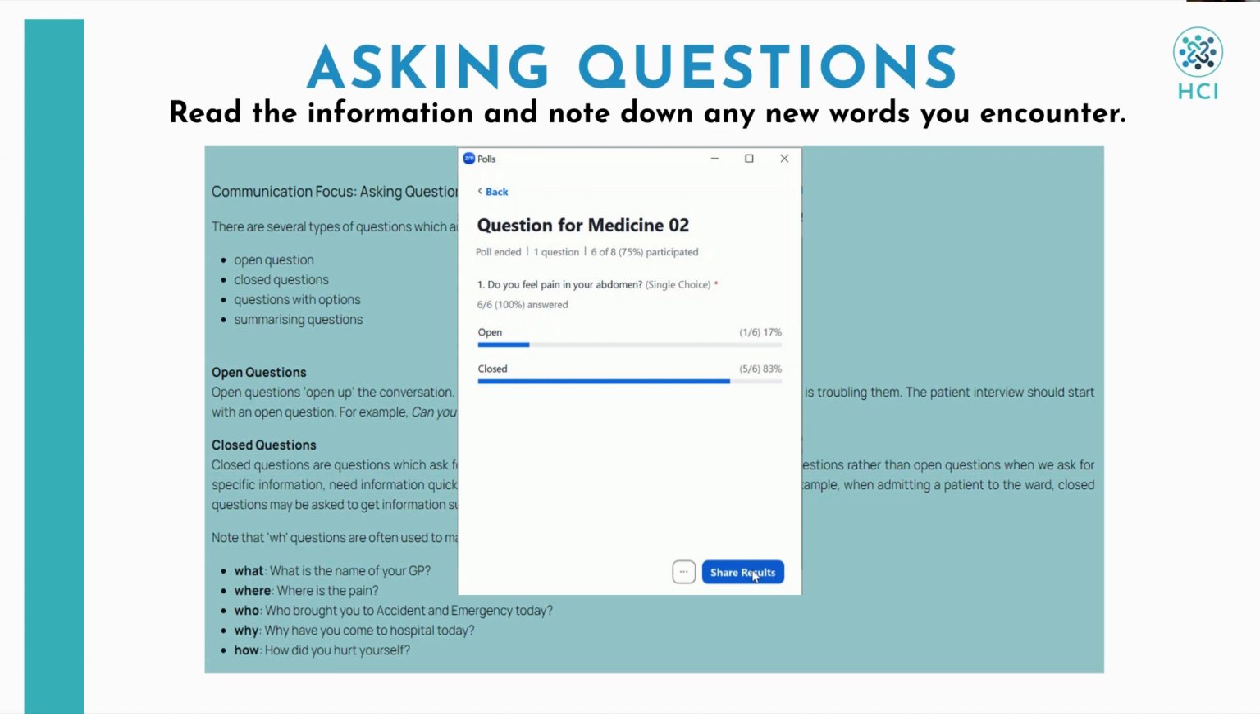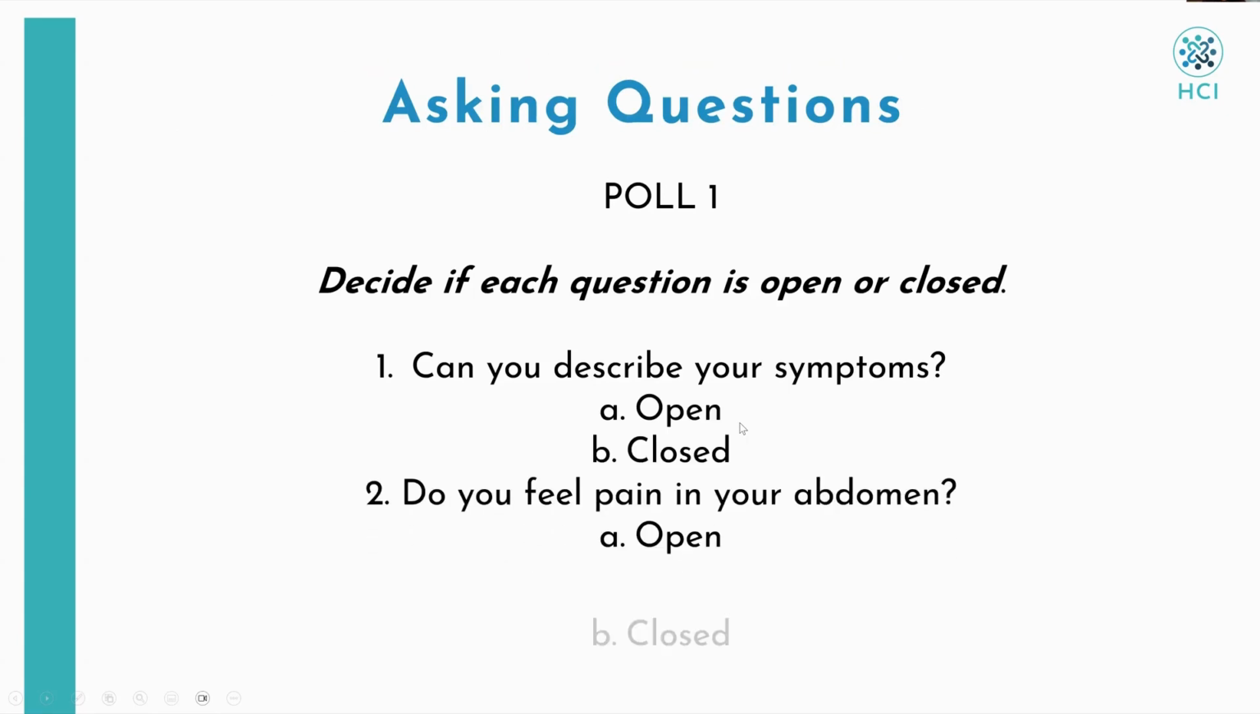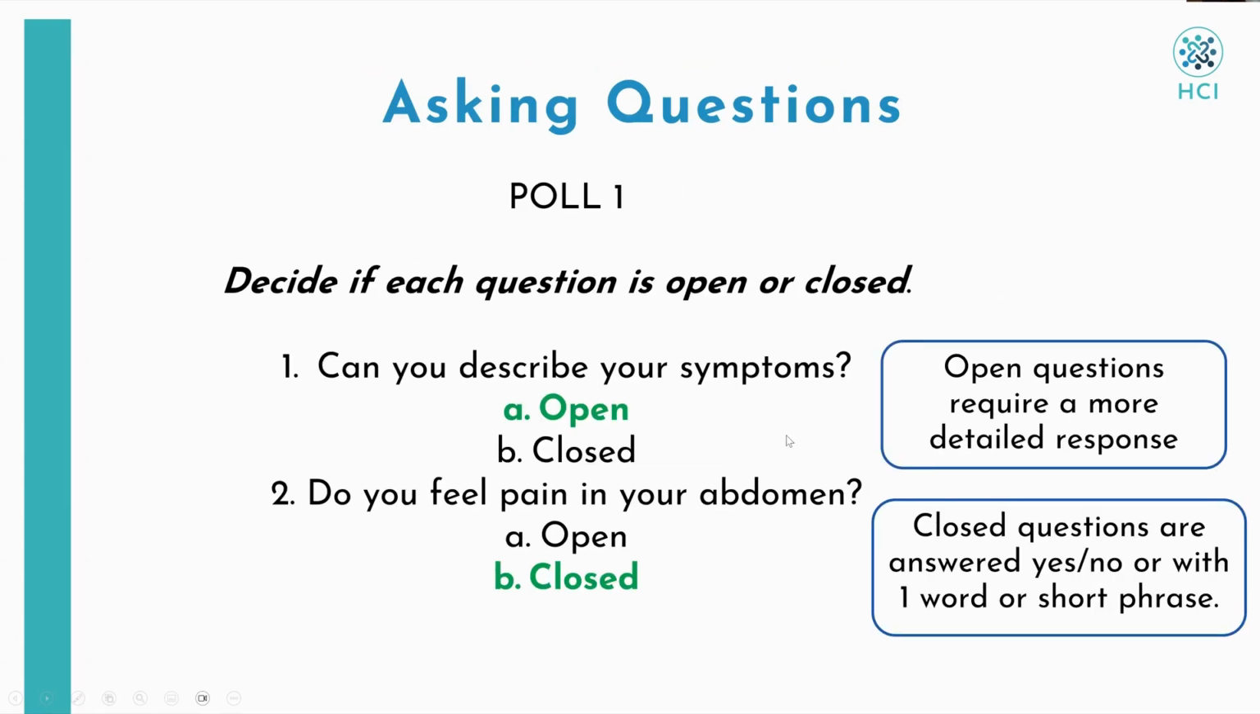So let's take a look at your answers and let's see if you were right. Okay, so let's move through this and check our answers. So question 1 is an open question. So this question is inviting the patient to give a detailed response. They might tell you when the symptoms started, what they feel like, and if they're experiencing them now. So it's an open question. Do you feel pain in your abdomen? Closed. We can have a yes, no answer or a one word or a short phrase. So we have one open question and one closed question.